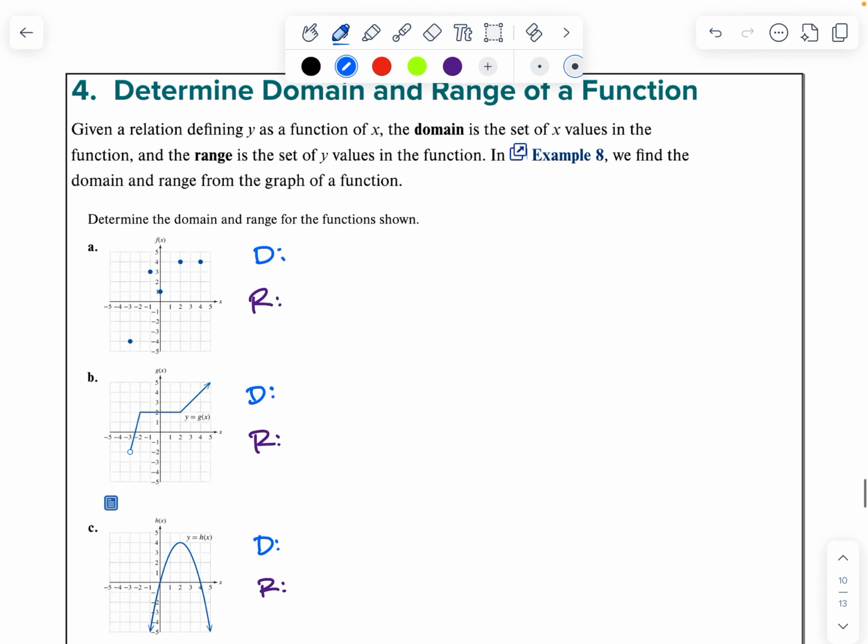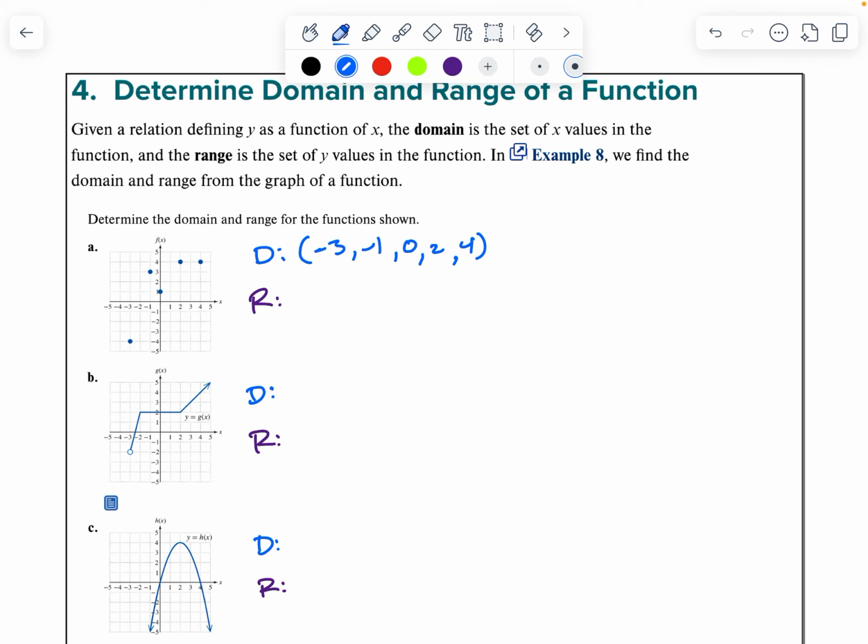To find the domain or range of a function, remember back on that first slide, to find the domain, you're looking for all the x values. So in this one, the domain is negative 3, negative 1, 0, I'm looking at the x values here, 2, 4. And to find the range, I'm looking at the y values.